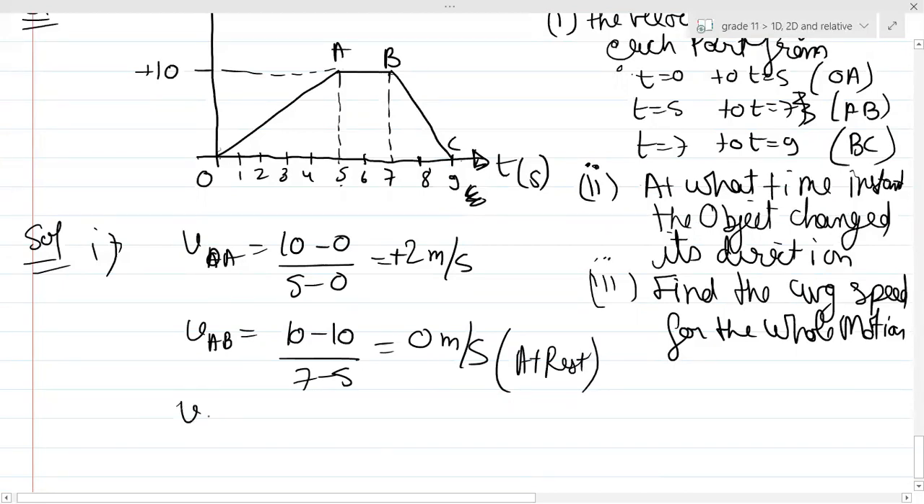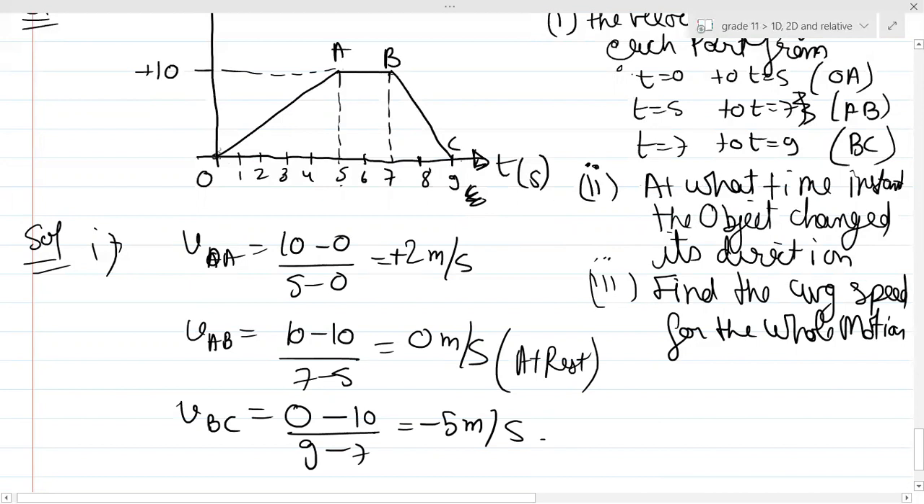The object is at rest, and the velocity from B to C part will be 0 minus 10 upon 9 minus 7, which will be minus 5 meter per second. Yes or no? So basically, how will you read the whole motion?